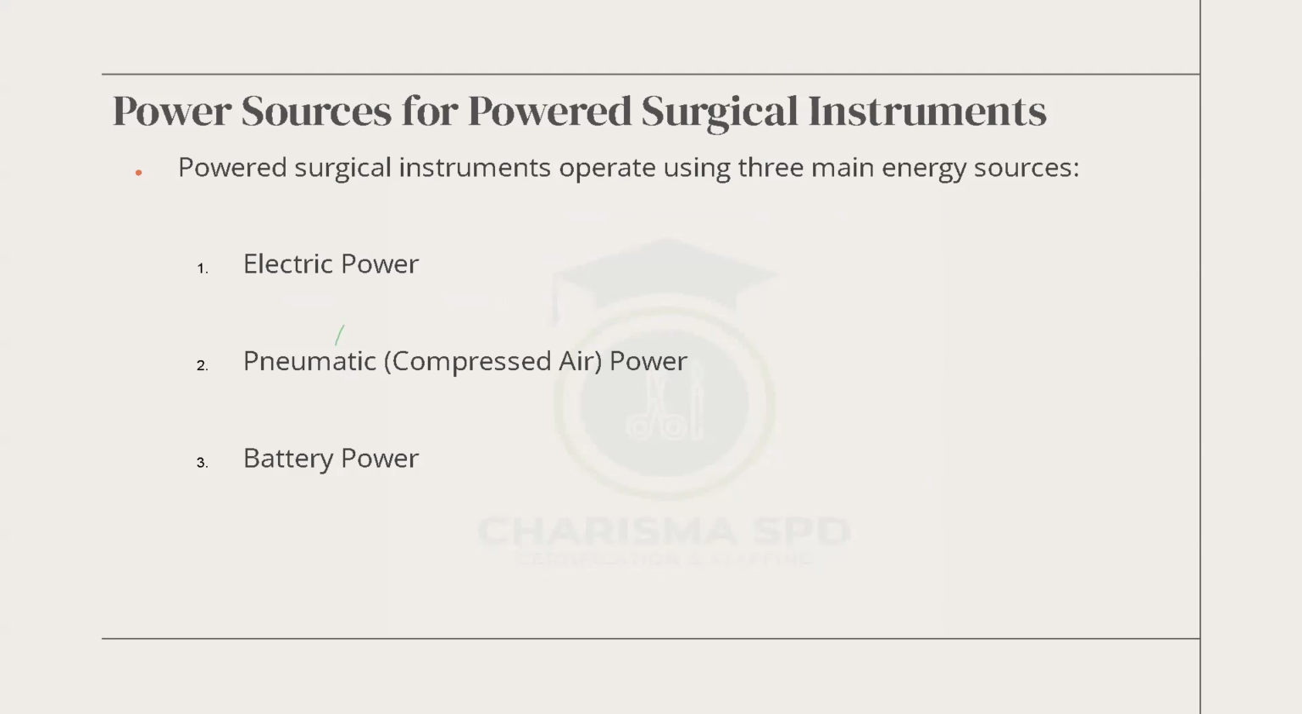All right. So we have 3 kinds of powered surgical instruments. The one that is powered by electric, the one that is powered by air, which we call pneumatic, and the one that is powered by what? Battery. So electric power, air power, and battery powered. These are the 3. Pneumatic is the air one. Okay, let's go see how they are. Next slide.